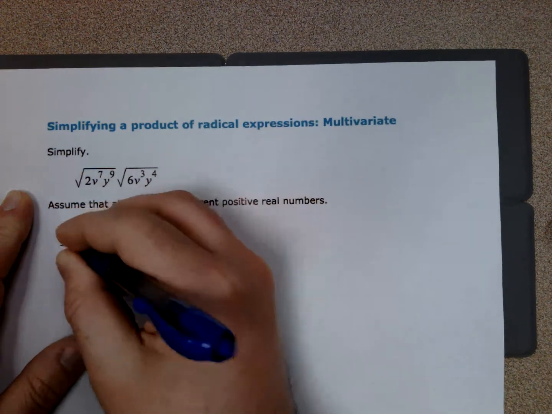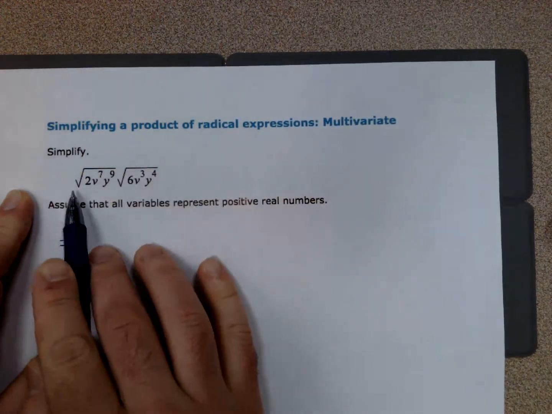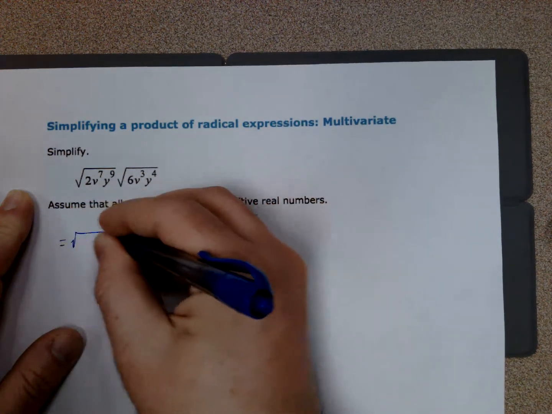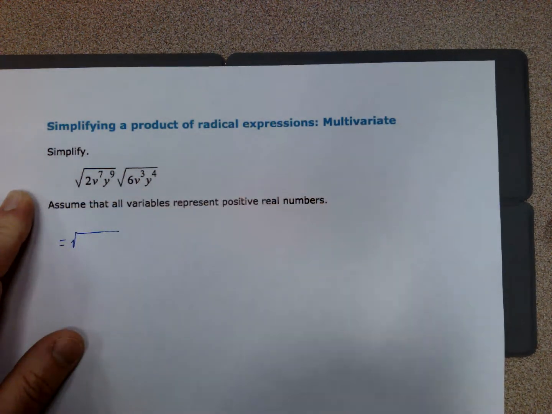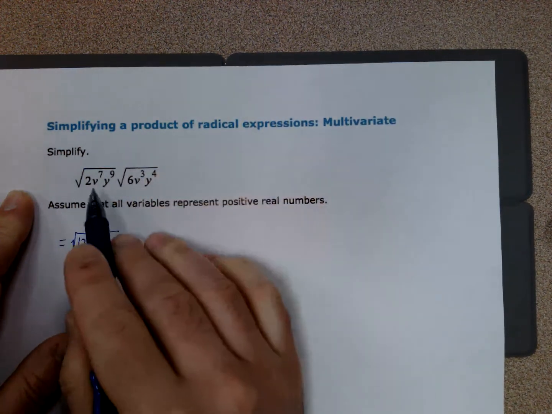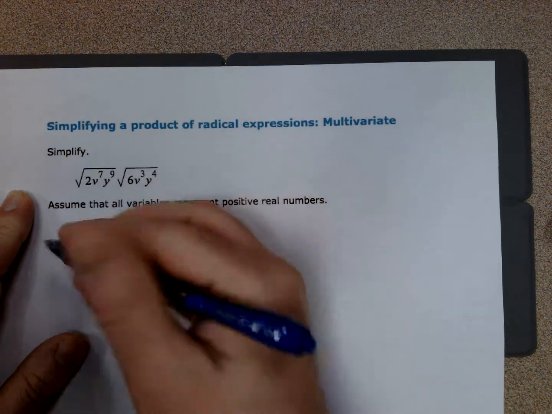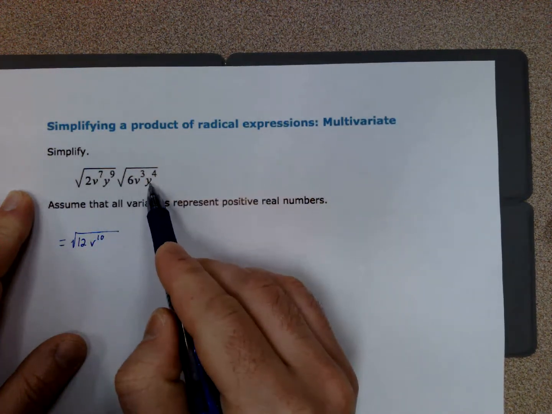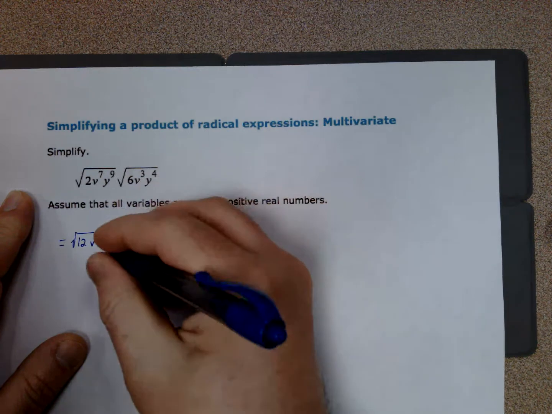So first step, actually multiplying them. These are both square roots, so I do need to check their indices, but they're good. I don't have to worry about those. So I multiply everything one at a time. 2 times 6 is 12. V to the 7th times v cubed is v to the 10th. And then here we have y to the 9th times y to the 4th, which is y to the 13th.